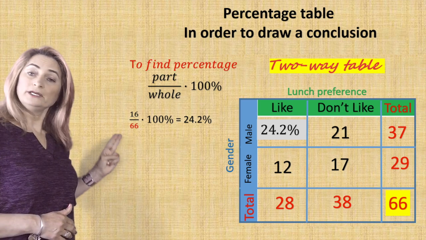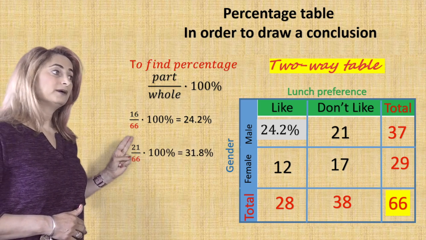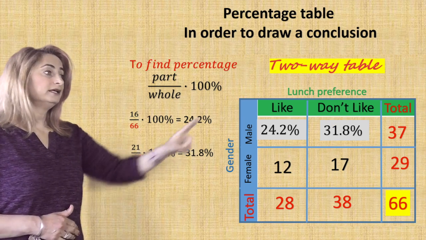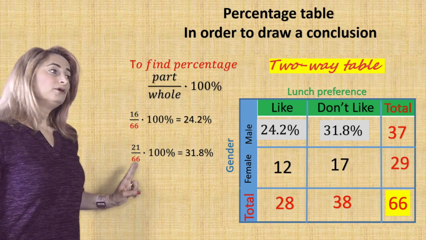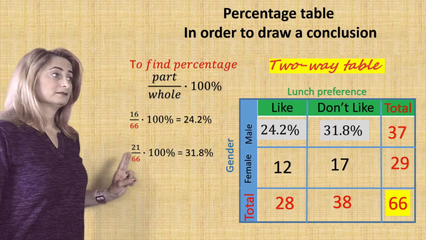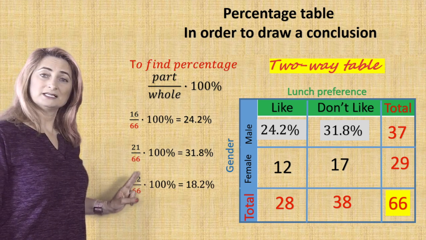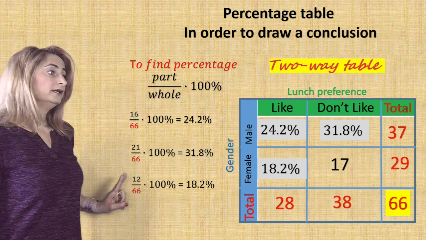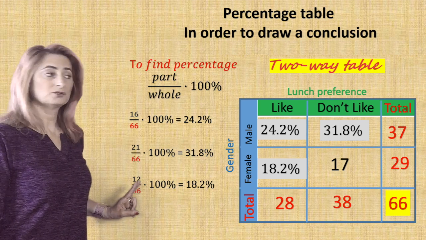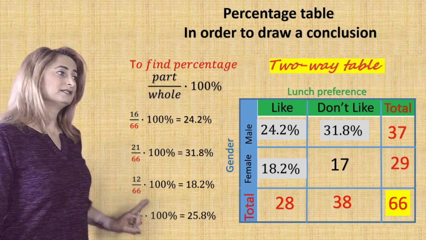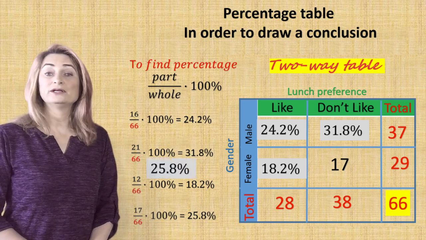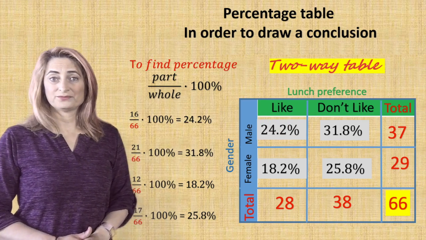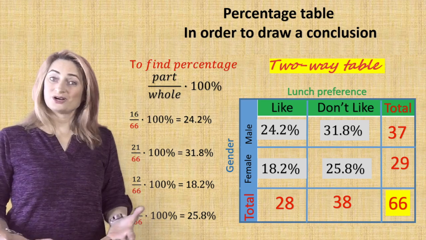And if I take the 21 joint frequency divided by 66 times 100, it gives me 31.8%, and I put that in the table. For the number of females who do like lunch, 12 divided by 66 times 100 gives me 18.2%, and I put that in the table. And the number of females who do not like school lunch is 17 divided by 66 times 100, which is 25.8%. So here's your percentage table. It makes it easier to read and draw conclusions.